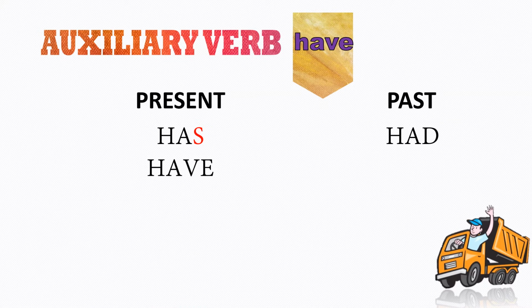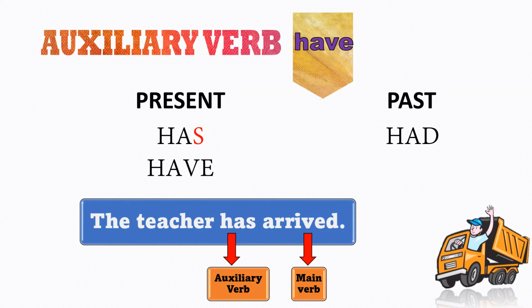Next is the verb have. For the present tense, we use has and have. For the past tense, we use had. But remember, we need to choose the right verb according to the type of pronouns we're using. We use has for singular pronouns. We use have for plural pronouns and special pronoun I. We use had for all types of pronouns. In this sentence, the be verb has is the auxiliary and the word arrived is the main verb.